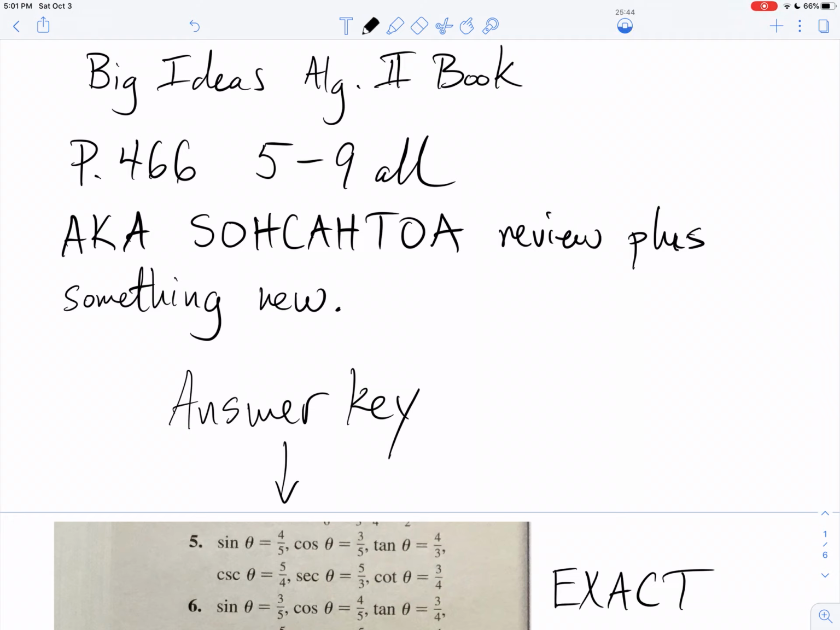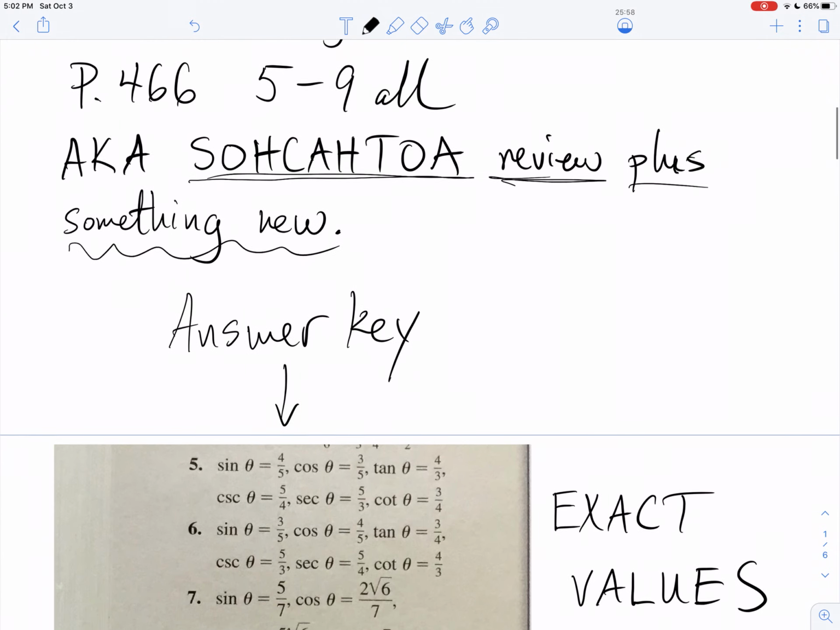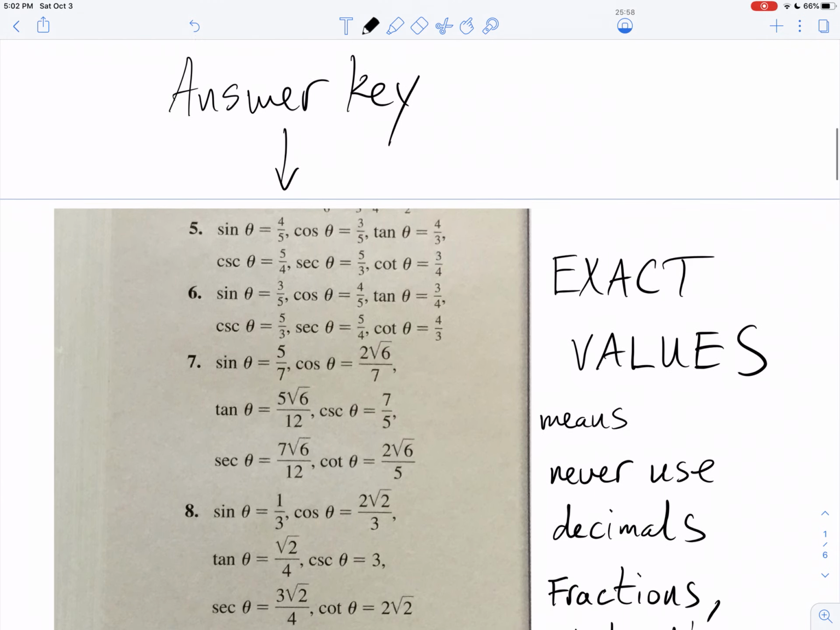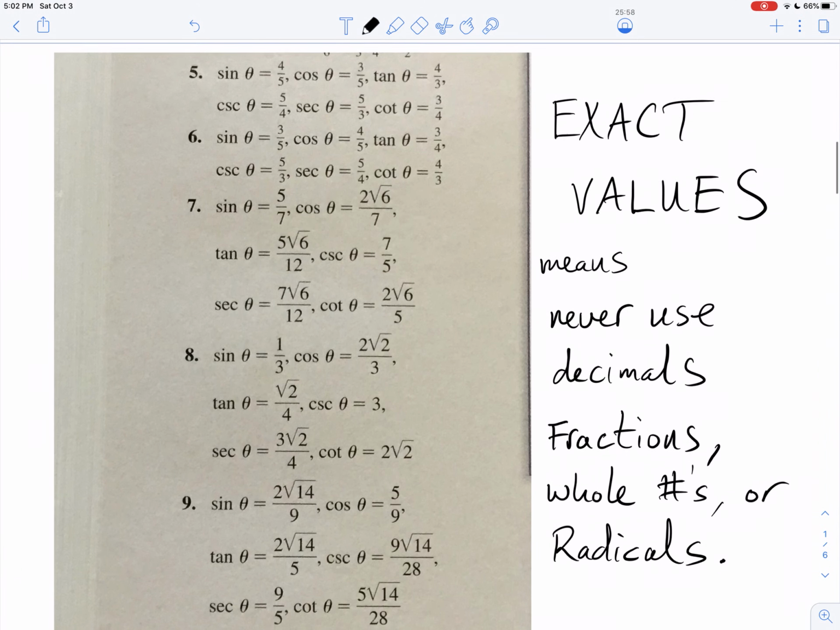So the assignment is evaluating trig functions, aka the SOHCAHTOA review plus something new, and that's the reciprocal functions too. My rhymes are fresh, as if you didn't knew. Anyway, I'll stop. That was really bad.